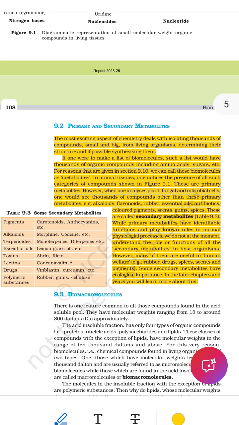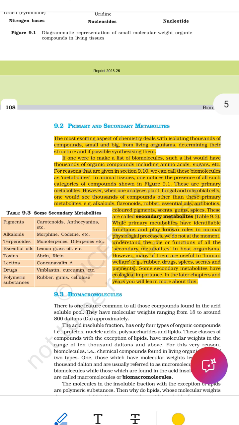Found mostly in plants, fungi, bacteria, rarely in animals. Roles: defense, keep insects or animals away, e.g. toxins. Attraction, bring pollinators like bees with bright colors or sweet smells. Competition, kill or slow down other plants or microbes growing nearby. Communication, send signals to other plants or animals.